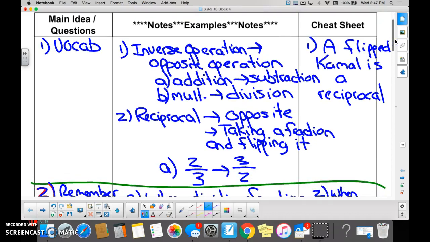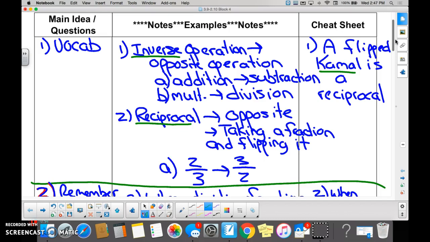We're going to get to that in a second, but what is another word for flip? Inverse. What's another word for flip? Reciprocal. What's another word for flip? Kamal. And this is us taking Kamal and flipping him upside down, right? Okay, so a reciprocal, an inverse, a flip, a Kamal, all would be taking something and turning it upside down.